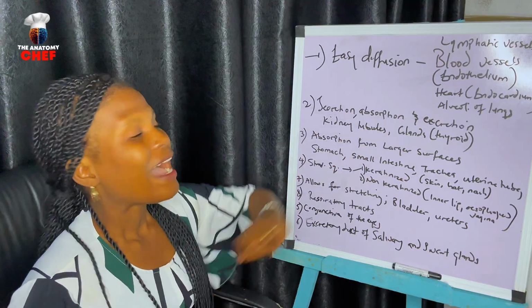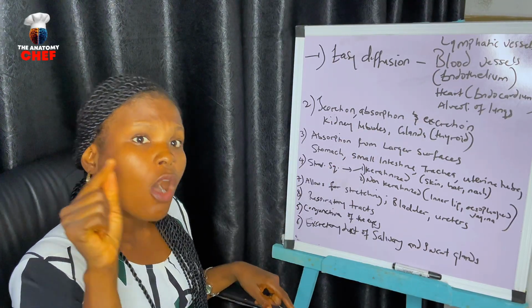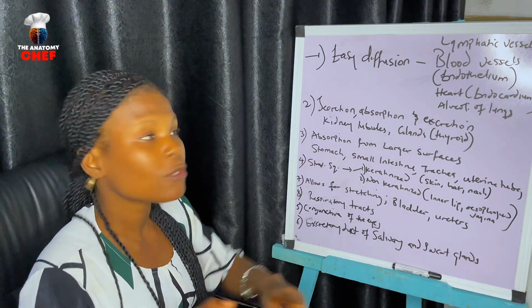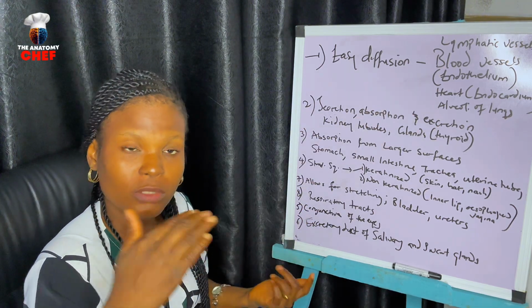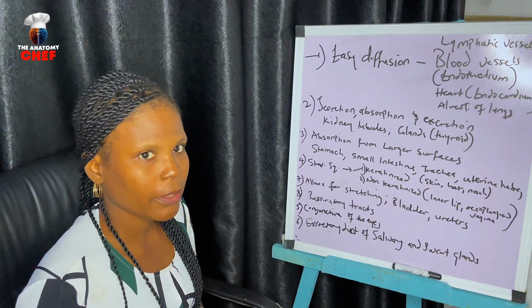Alveoli of the lungs. Remember, your oxygen needs to easily go in and out of the alveoli and even in and out of your blood vessels. Remember, because your blood needs to be oxygenated. Have you forgotten? I know you remember.